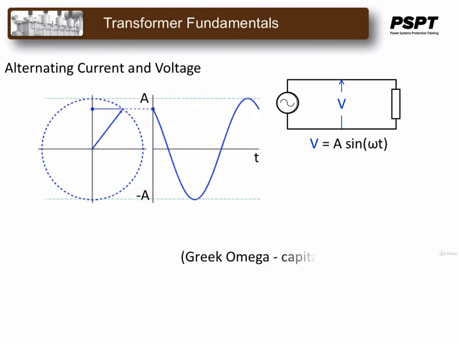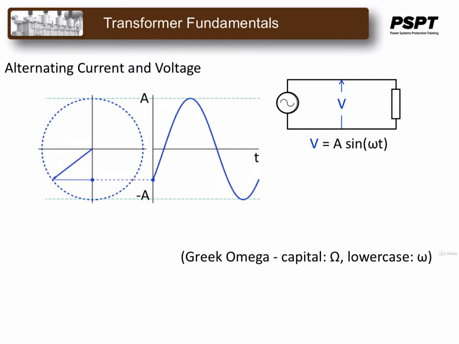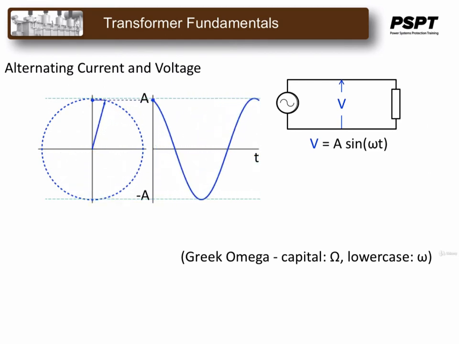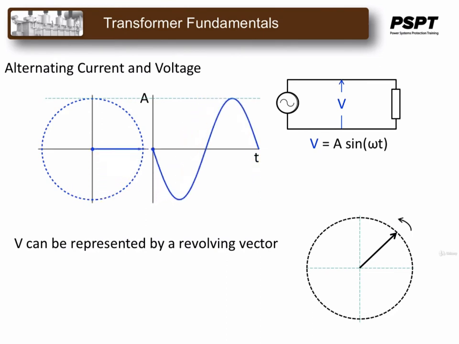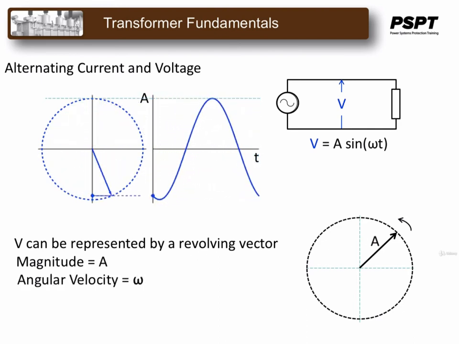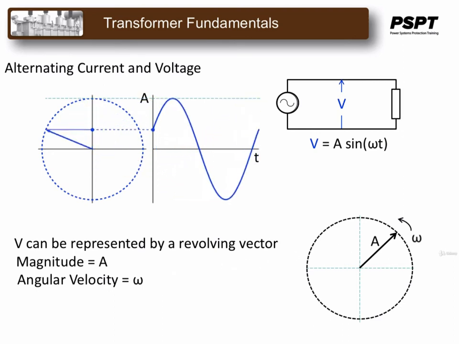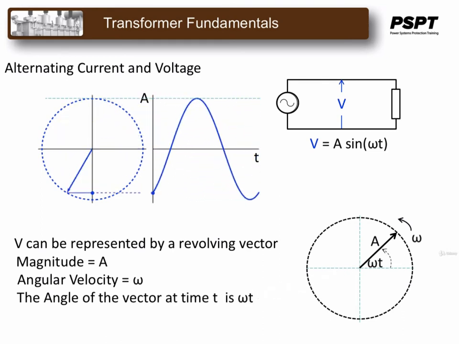When mathematically modeling a sine wave, such as V equals A sine omega t, it can be considered to be directly related to a vector of length A revolving in a circle with an angular velocity of omega. V can be represented by a revolving vector where its magnitude is A, its angular velocity is omega, and the angle of the vector at a particular time is given by omega t.